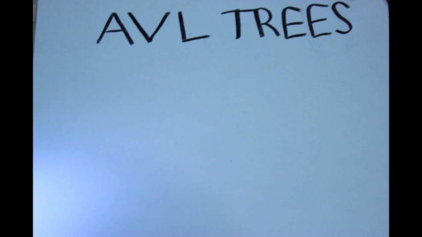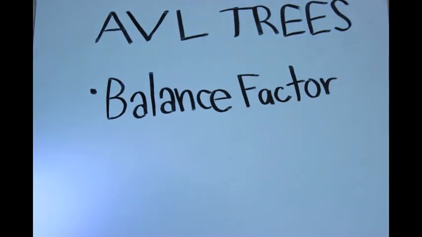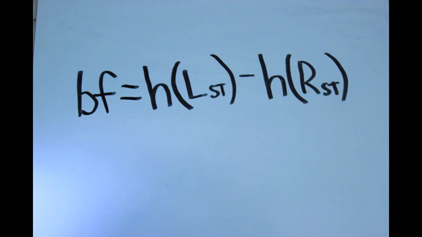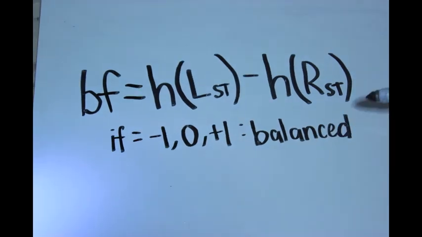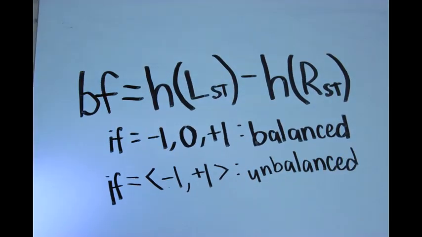AVL trees are self-balancing binary search trees. To see if a binary search tree is balanced, we have to check the balance factor. The balance factor for each node depends on the height of its left and right subtrees. As seen in the equation, the balance factor is equal to the height of the left subtree minus the height of the right subtree. If the balance factor is equal to -1, 0, or +1, then it is considered balanced. But if it is less than -1 or greater than +1, then the node is considered unbalanced.